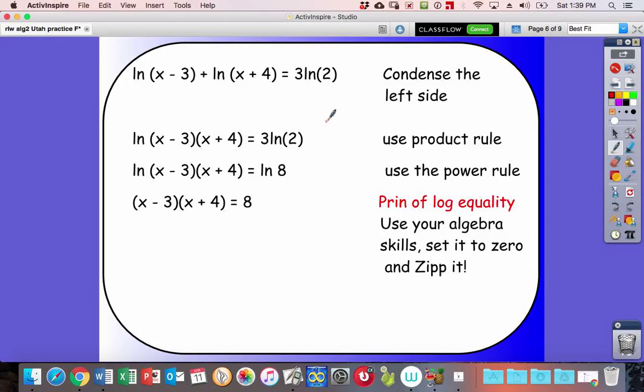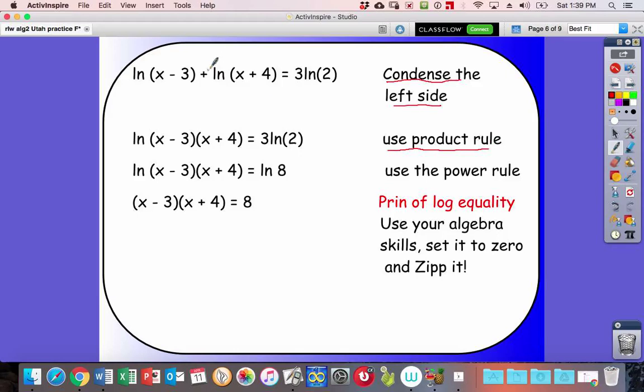Okay, now this one's kind of interesting too. This one looks pretty easy. Okay, I think I can do that. But look at these. There's nothing I can do with that. So I'm going to condense the left side, and I'm going to do it using the product rule.